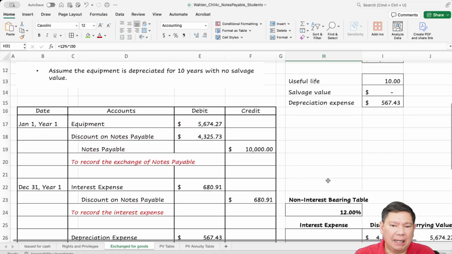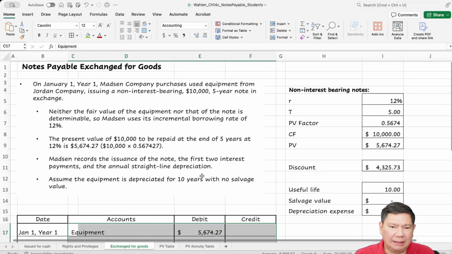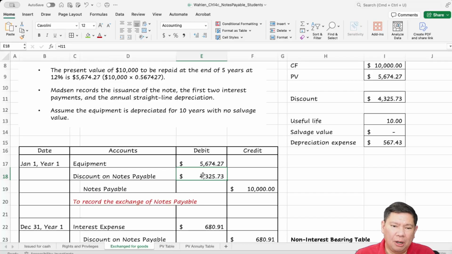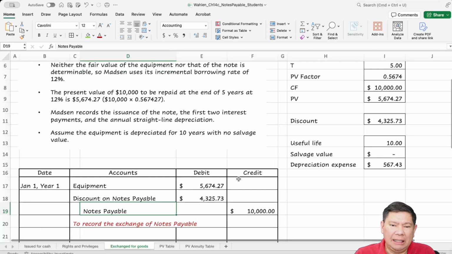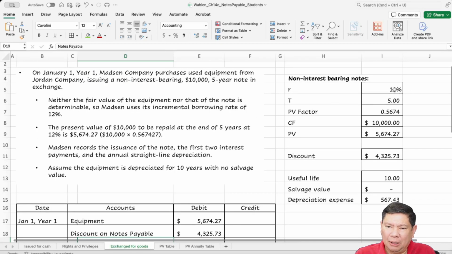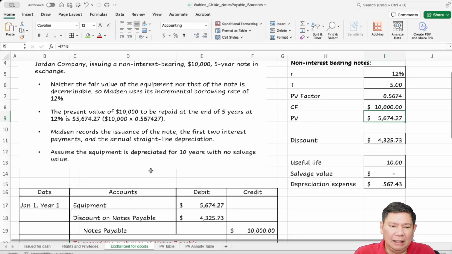Okay, so that's how we prepare this journal entry for an exchange with an asset, goods or equipment, machineries, buildings. We issued notes payable. And if there is no fair value for the equipment or the goods, we use the incremental borrowing rate of the issuing company. Assume that makes sense. That's normal, 12%. So we can calculate the present value and use that as our cost of the goods or equipment.